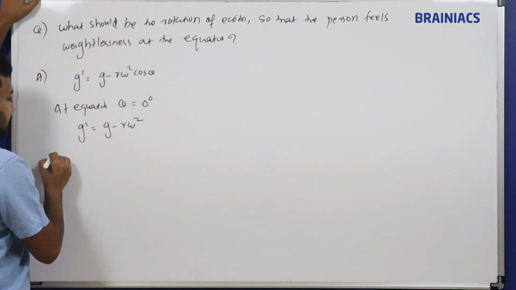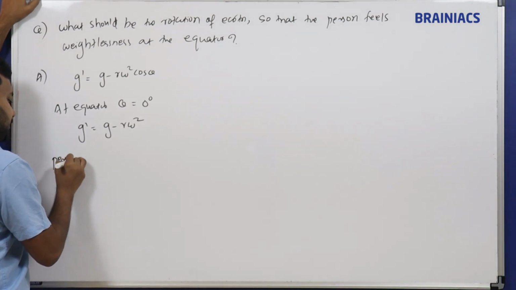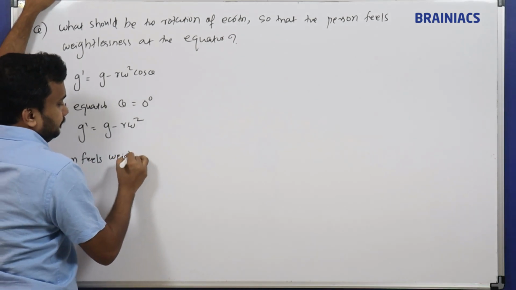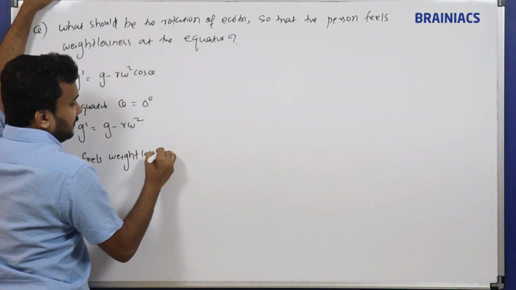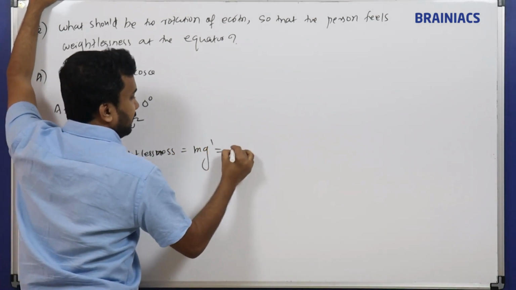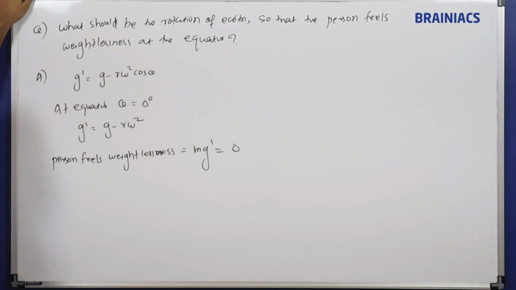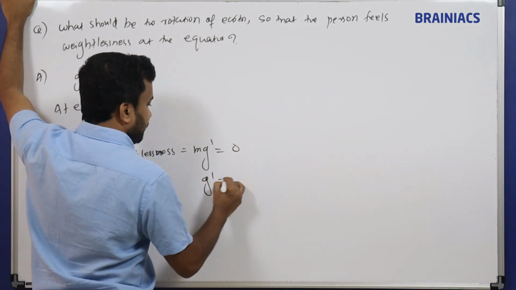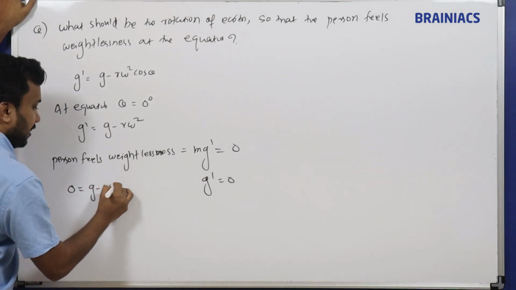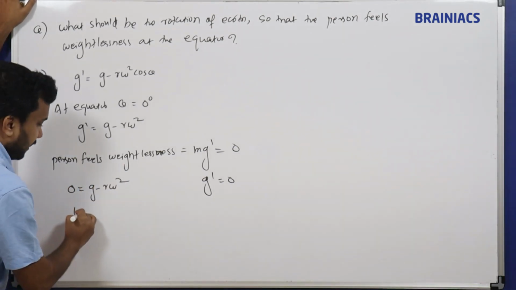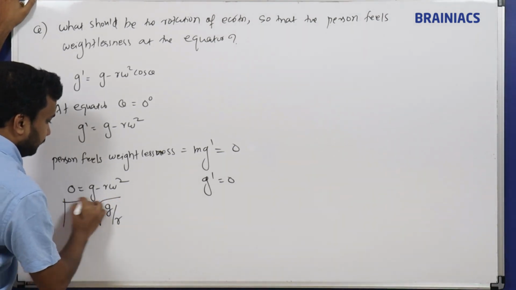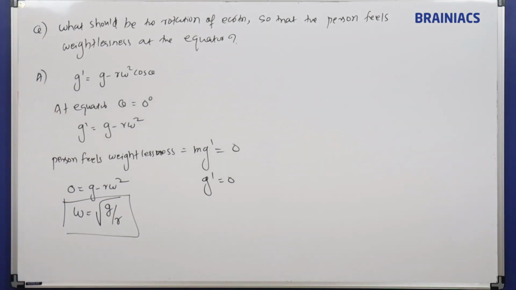But the person feels weightlessness, means no weight, which is called mg effective equal to 0. If mg effective is equal to 0, it means g dash will be equal to 0. So what will you get? 0 equals g minus R omega square. Omega is equal to root of g by R. Important.